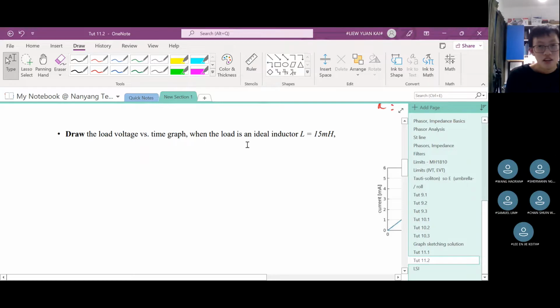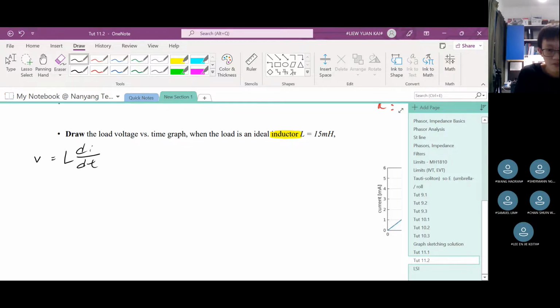What about for an inductor, right? What is the relationship between voltage and current in an inductor? You have to remember this formula. It is given by V equals L di/dt. Okay?